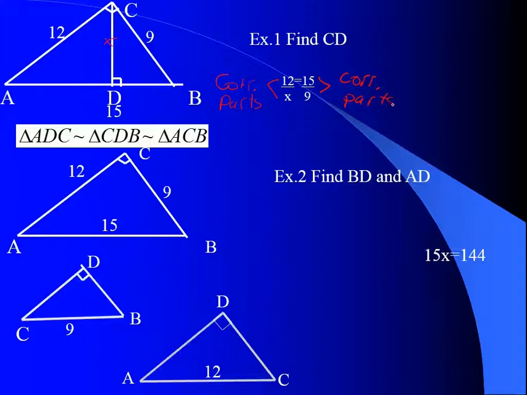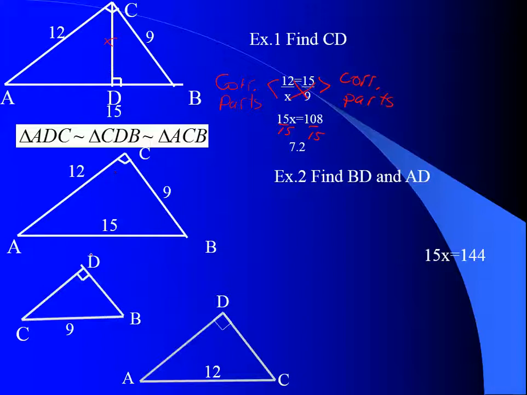Remember, we can do that in similar figures. We can match their corresponding parts and make a ratio out of them. Now that I have a proportion, I can just cross multiply and solve for x. So x times 15 is 15x, and 12 times 9 is 108. When I divide by 15 on both sides, I get 7.2. So the height here, this altitude, is 7.2.